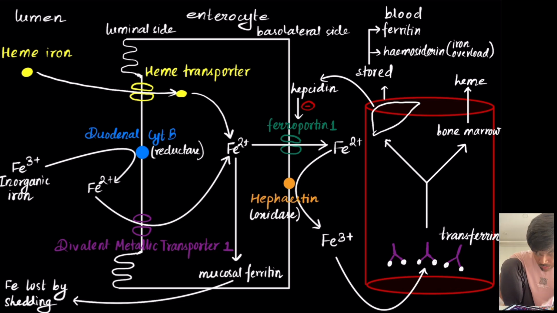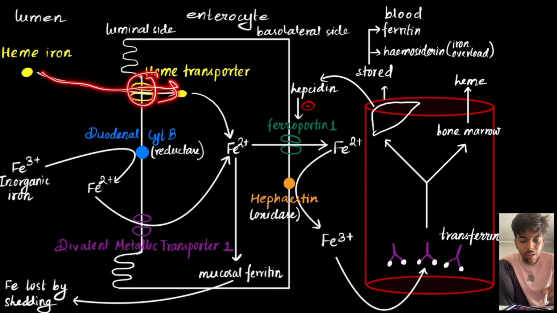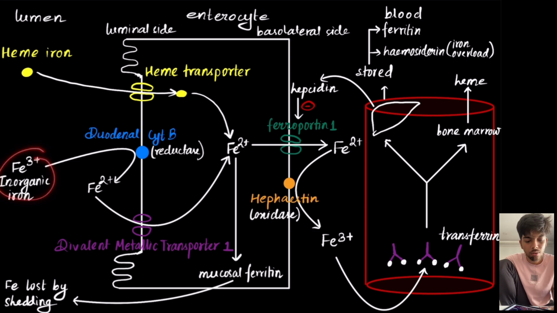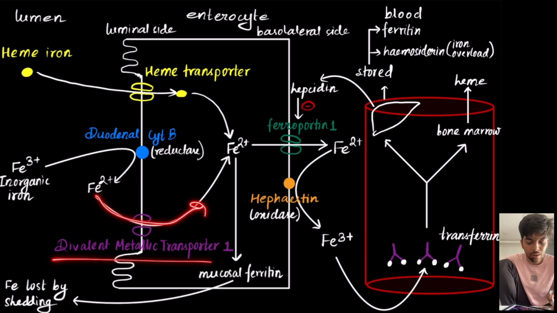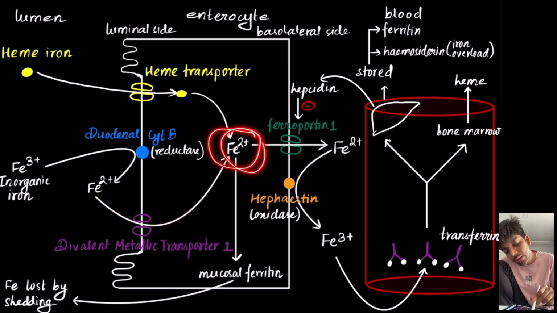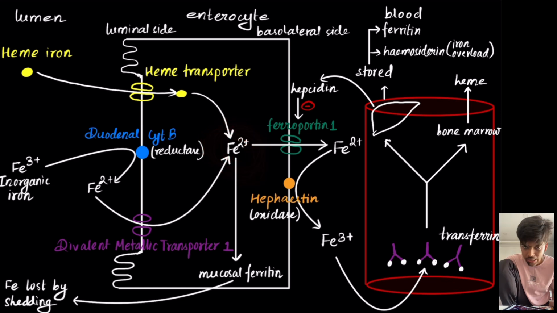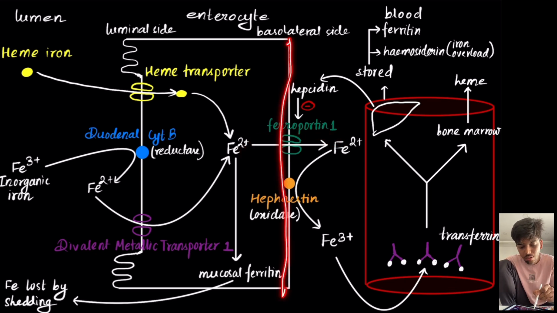Okay. So after all that, you finally have all the iron inside the enterocyte. Heme iron is directly taken in with the help of the heme transporter. Ferric iron first had to be converted to ferrous with the help of the reductase enzyme, and then it passed through the divalent metallic transporter. Now you have all the ferrous iron required inside the enterocyte. Now this ferrous iron should be taken to the other side of the duodenum, or should pass through the basolateral surface.